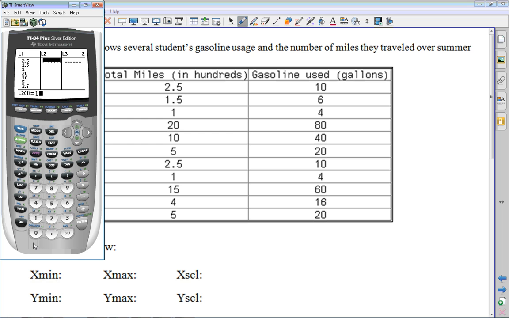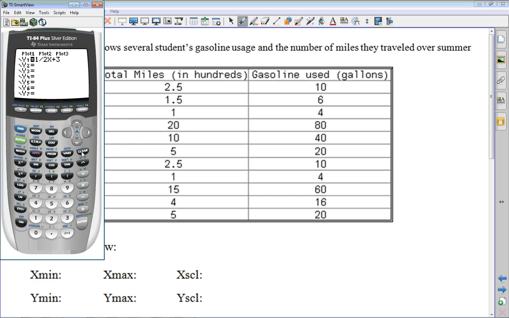Now you're going to put the next column into L2. So I've got 10. Now I press that arrow button. You saw that to go over there? Enter. 6, enter. 4, 80, 40, 20, 10, 4, 60, 16, and 20.